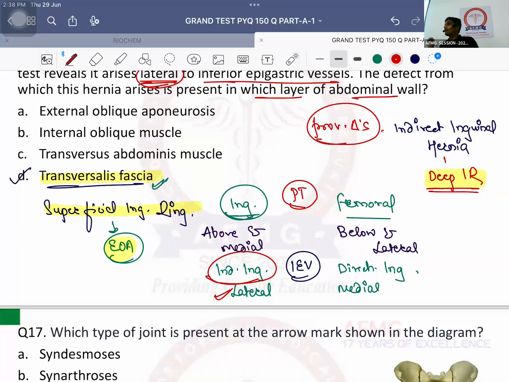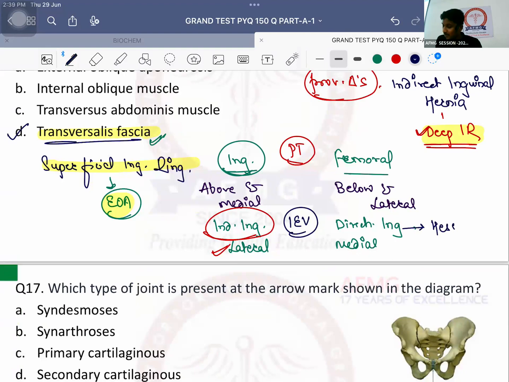Remember. Indirect inguinal hernia arises from which ring? Deep inguinal ring. Whereas direct inguinal hernia arises from which structure? Shabash. It is Hesselbach's triangle. So please remember, direct inguinal hernia does not arise from any inguinal ring. It comes directly out from the abdominal wall, from Hesselbach's triangle, which is a weak area in the abdominal wall. No issues with this.